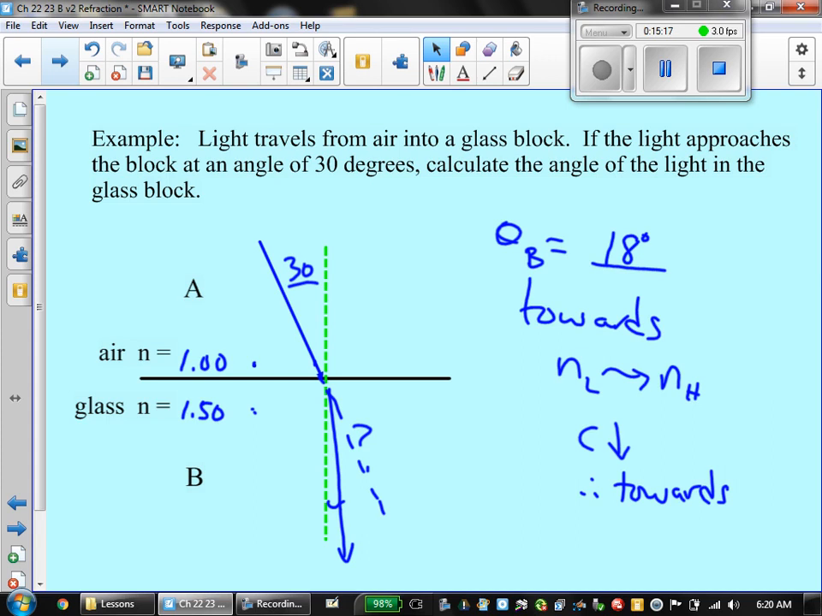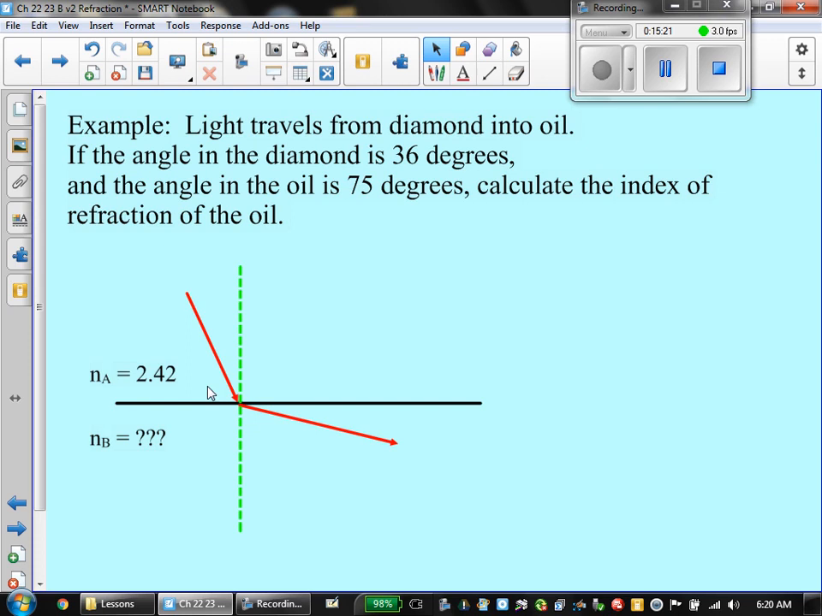We can bend, again, towards the normal or away from the normal. So sometimes we give the indices and we calculate the angles. Sometimes we can measure the angles and calculate the indices. Again, it's a very simple calculation.